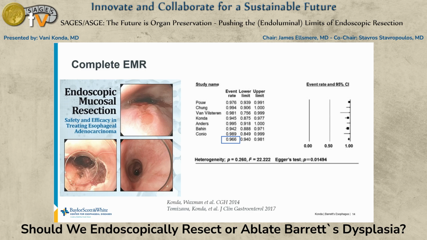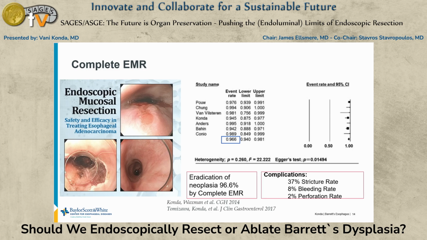The complete endoscopic mucosal resection technique is a way to address the entire Barrett's epithelium. And in a meta-analysis, we can see the eradication of neoplasia was demonstrated to be 96%. However, the complication rates include over a third of the patients had strictures as well as a 2% perforation rate.